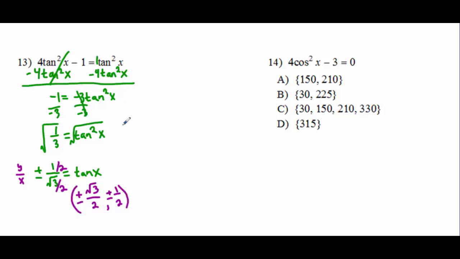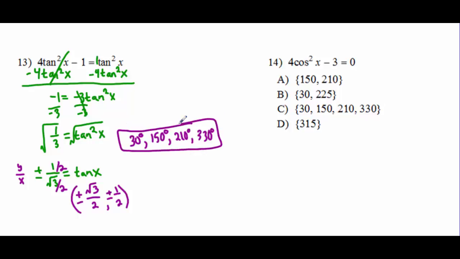minus. So that's 4 answers: 30, 150, 210, and 330. So, and it's really important we put the plus or minus sign, otherwise we would have only put 2 answers instead of 4. On 14, we need to solve for cosine squared x.